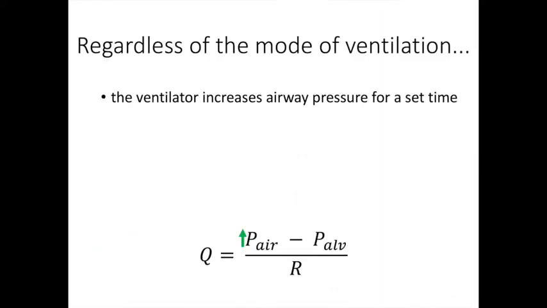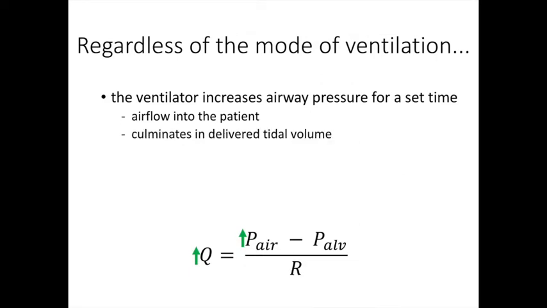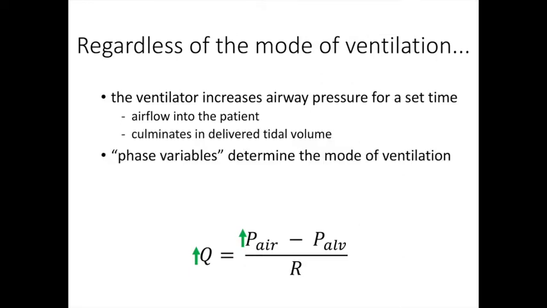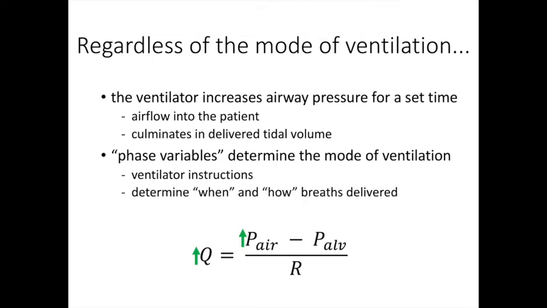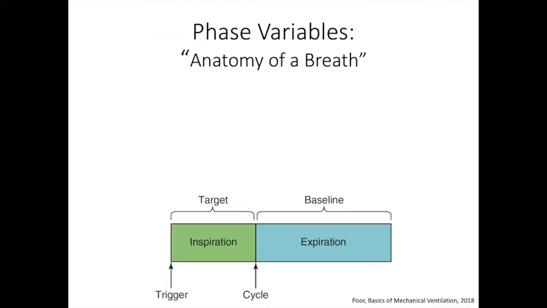There are many modes of ventilation on modern ventilators, but regardless of the mode of ventilation, the ventilator increases airway pressure for a set time, and that results in airflow into the patient, and it culminates in a delivered tidal volume. Phase variables determine the mode of ventilation. They are essentially ventilator instructions that determine when and how breaths are delivered. One can view the phase variables as the components that make up a breath.